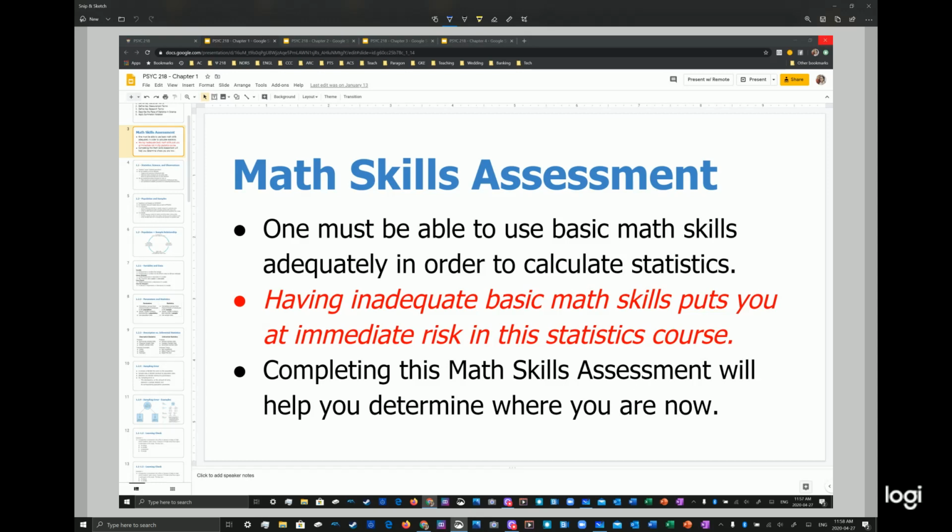Some of you might not have that math yet. And so if you know you don't have that math and this test confirms that, like this slide says here, if you need to catch up on your math skills, then you need to catch up right away, because if you don't, there's a very big risk in this course, either by not performing as well as you'd like or expect, or being very, very tempted to cheat. And we can catch that as well. So make sure you catch up that math skill, and you can have the whole semester to do it, and we have resources for you. So then you would put yourself in a much better situation. So again, completing the math skills assessment would help you figure out where you are now.